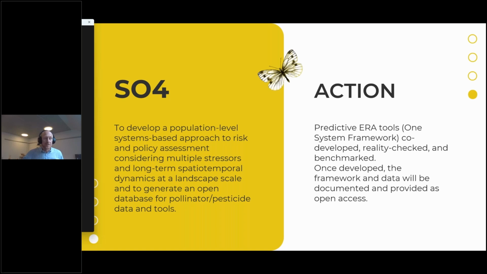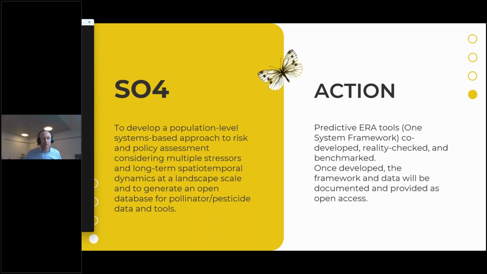Our last objective is to develop a population level systems-based approach to risk and policy assessment, considering multiple stresses and long-term spatial and temporal dynamics. And this is quite an advancement that we think would be very beneficial in environmental risk assessment for pesticides. So this is taking it at a landscape scale, and along with this, we intend to generate an open database for pollinator and pesticide data related to the risks, and also a variety of tools that will help decision makers improve their decisions, so they can assess the risks thoroughly.